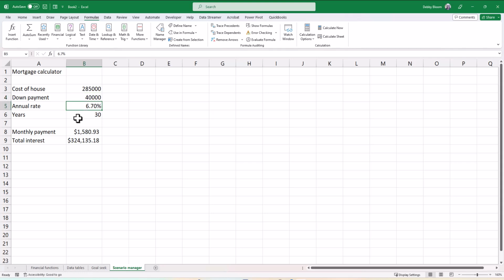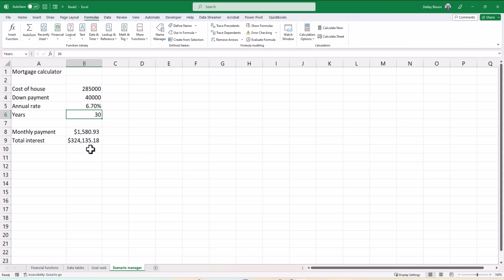I'm going to click on cell B5, click in the Name Box, call this annual_rate, and hit Enter. And finally, years. I'm going to click in the Name Box and just call that one years and hit Enter.